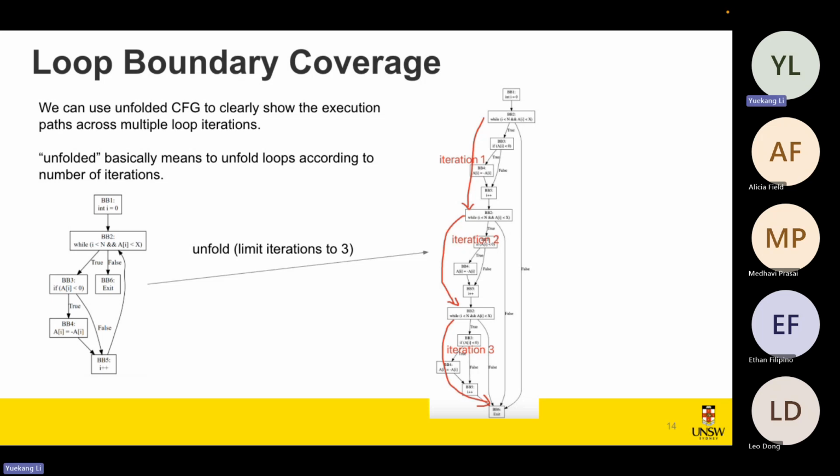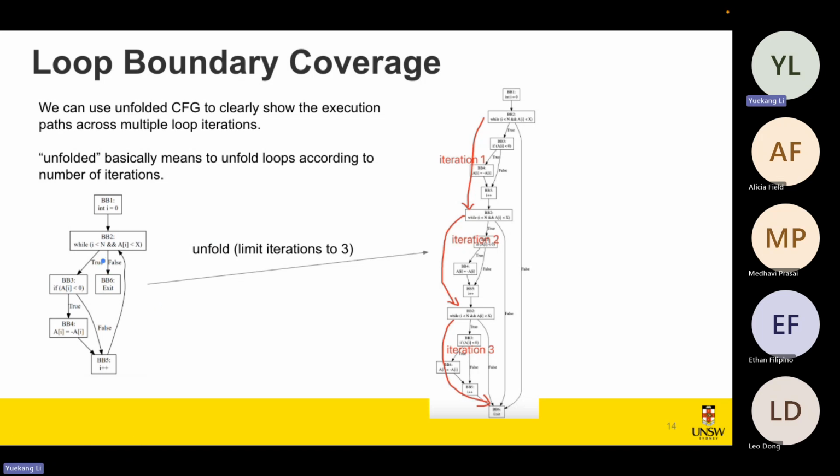And talking about loop boundary coverage, we can try to unfold the control flow graph to make the path look clearer across different iterations of the loop. So what we can do is, if we limit the iterations to 3, we can unfold this.